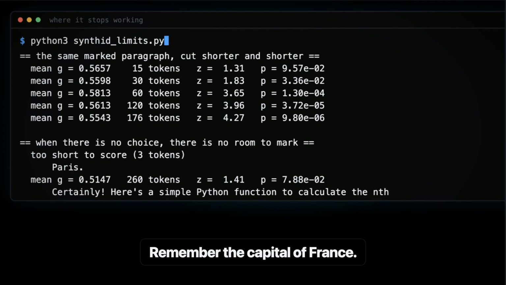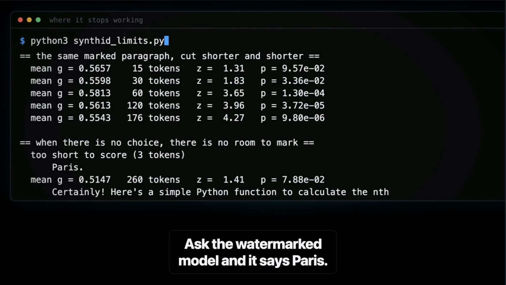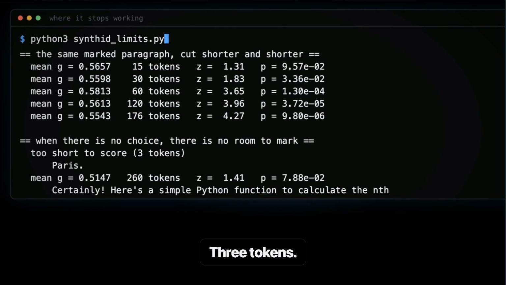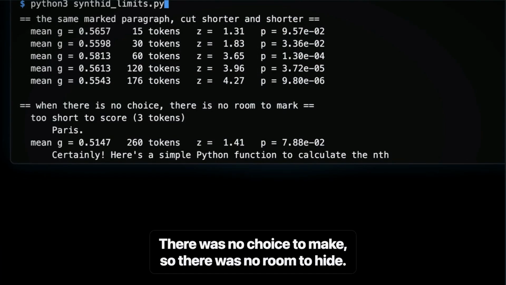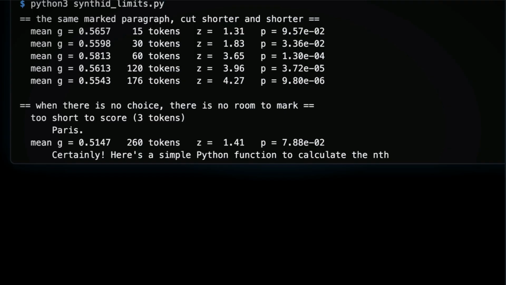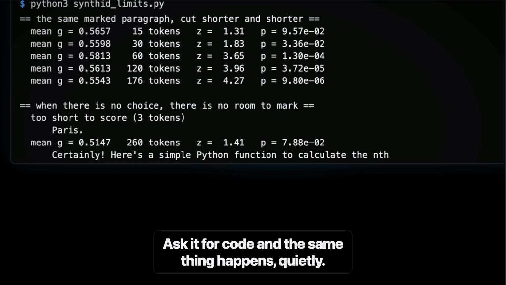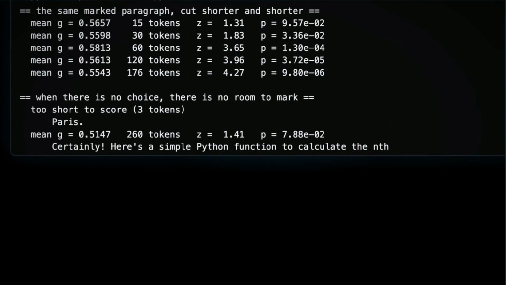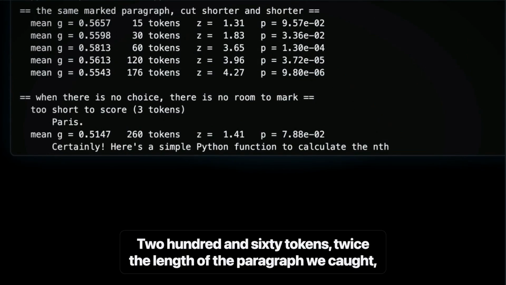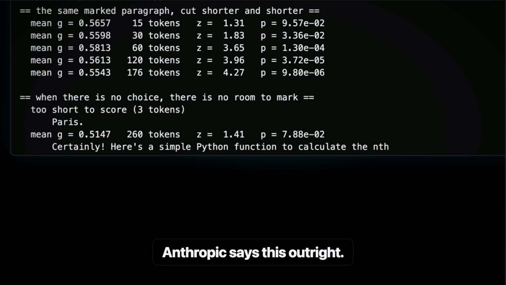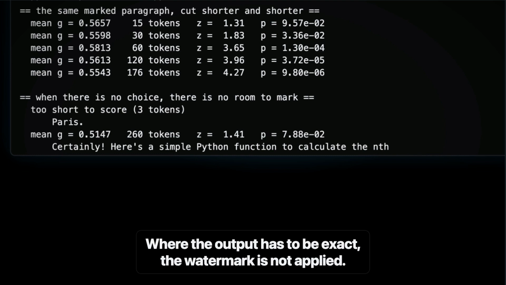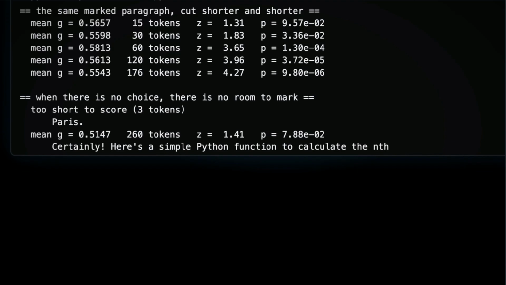Remember the capital of France. Ask the watermarked model and it says Paris. 3 tokens, the detector will not even score it. There was no choice to make, so there was no room to hide. Ask it for code and the same thing happens quietly. 260 tokens, twice the length of the paragraph we got, and it comes back undetected. Anthropic says this outright. Where the output has to be exact, the watermark is not applied.